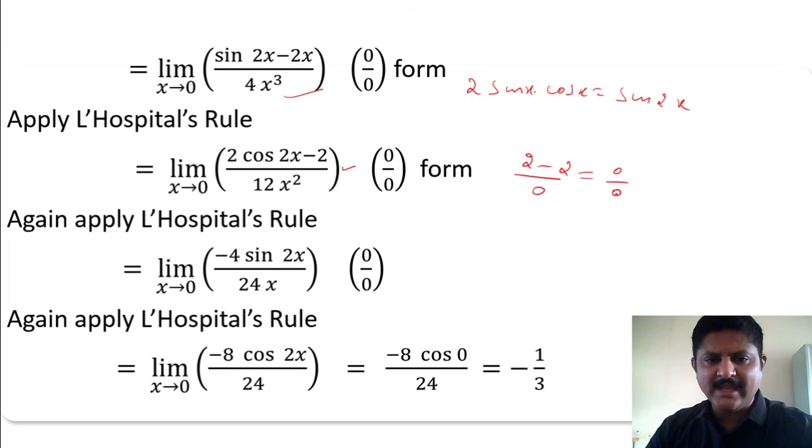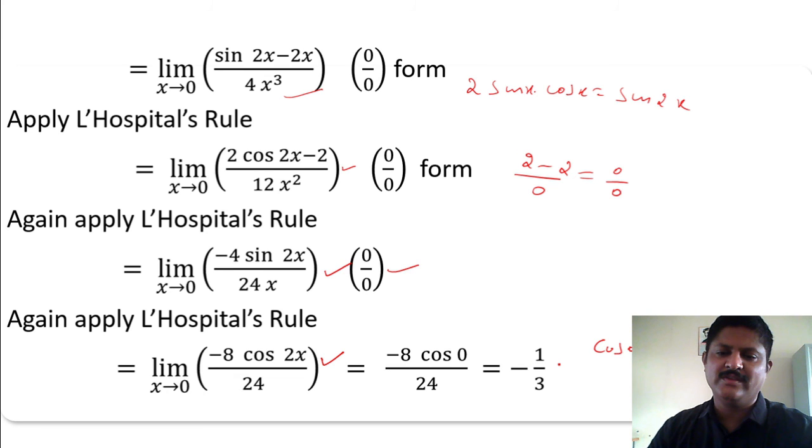Again apply L'Hospital's rule, which is equal to limit of x tends to 0, minus 4 sin 2x divided by 24x, which is again 0 by 0 form. Again apply L'Hospital's rule, which is equal to limit of x tends to 0, differentiation of this is minus 8 cos 2x divided by 24. Substitute x equals to 0, therefore minus 8 into cos 0 by 24, minus 8 by 24, which is equal to minus 1 by 3, because cos 0 equals 1.